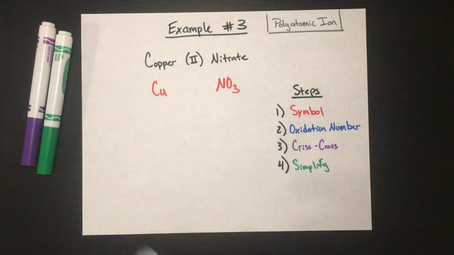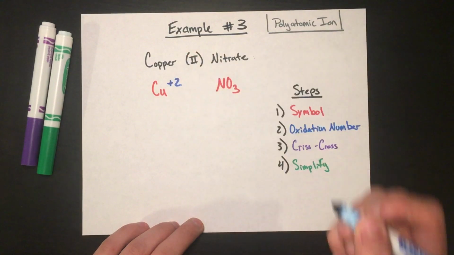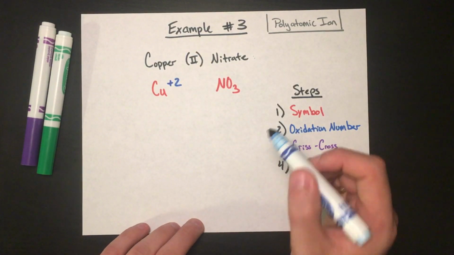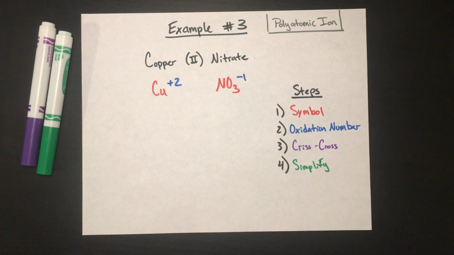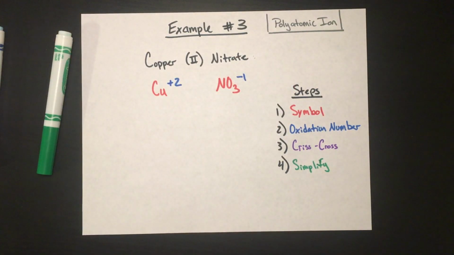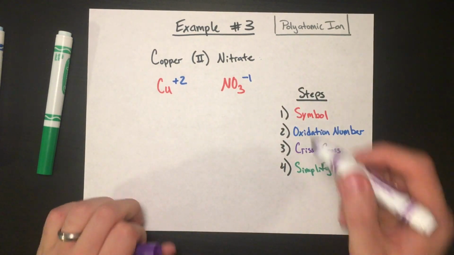Then we write our oxidation numbers. So again, for copper, you're going to look at this Roman numeral. So this will be copper +2. And then nitrate, remember from our News You Can Use, has a -1 charge. So then we continue it just like normal. We've got our symbols written, we've got our oxidation numbers written, and now we crisscross.